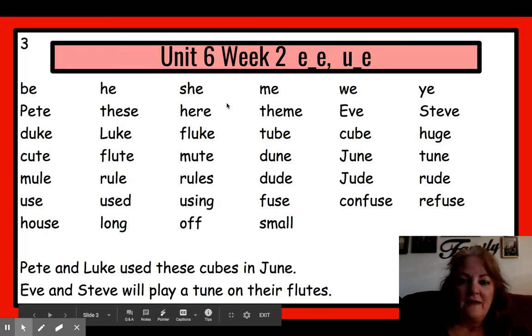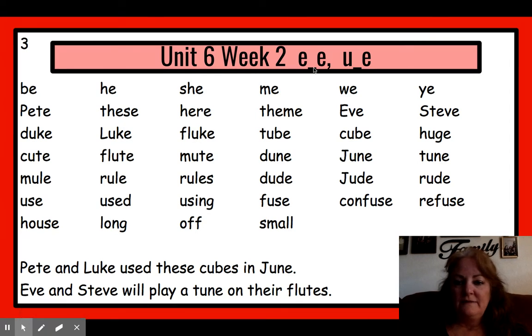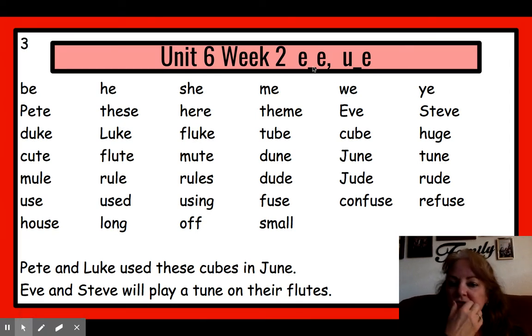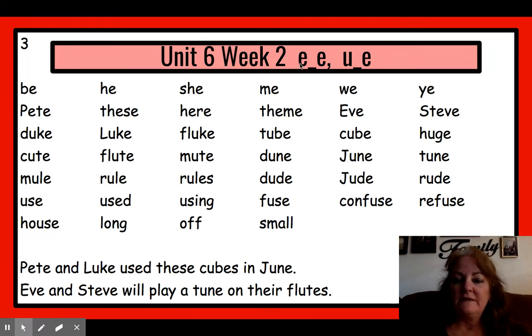Hello. Okay, we are doing Unit 6, Week 2. And this week we have two sounds and two spelling patterns that we are targeting. First, we're doing the long E sound with an E blank E. So long E, consonant in the blank, silent E at the end. We are also doing the long U sound with the long U, consonant in the blank, silent E at the end, U blank E.